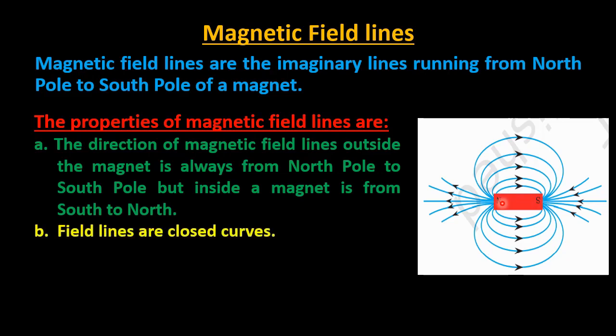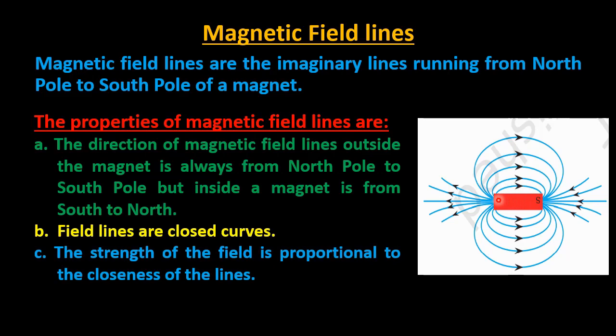The second property is that the field lines are closed curves. As I have already explained, the lines start from the north pole, enter the south pole, and again meet at the north pole. So it forms a continuous closed loop.